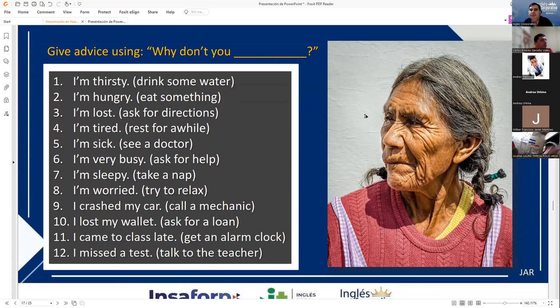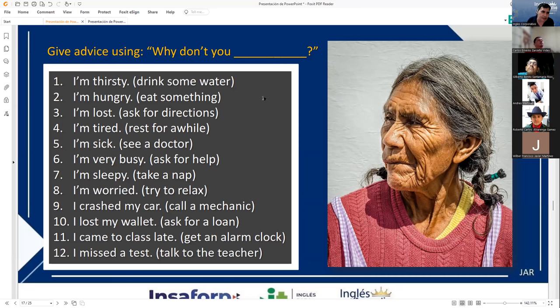Okay, giving advice. I'm thirsty. Why don't you drink some water, right? The advice is in parentheses. I'm thirsty. Why don't you drink some water? Well, yes, I will do that. I'm hungry. Why don't you eat something? Yes, I will. I'm lost. Why don't you ask for directions? I will. I'm tired. Why don't you rest for a while? I'll try to do that. Thanks. I'm sick. Why don't you see a doctor? I will.